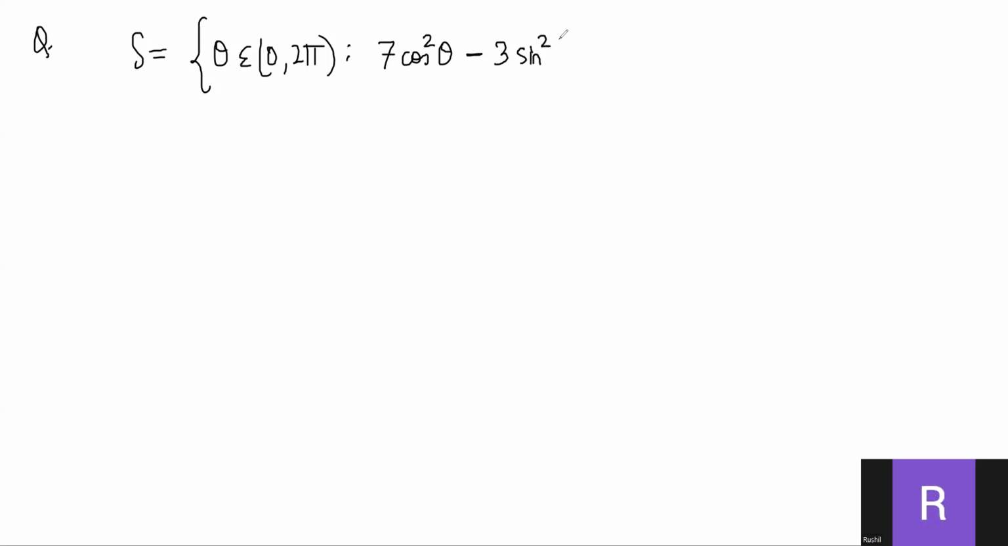Next question. Tell me the question. It was basically the trigonometry one. S is equal to theta belongs to 0 to 2 pi such that 7 cos square theta minus 3 sine square theta minus 2 cos square 2 theta is equal to 2. That's it.